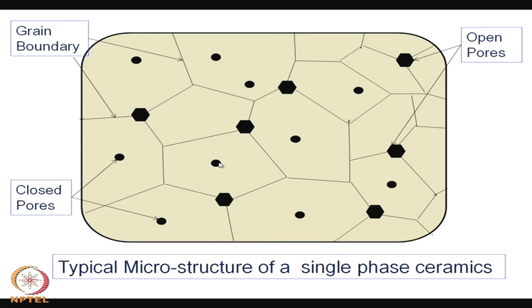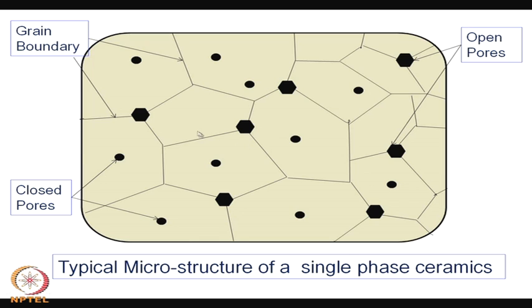So, these are within the grains, and these pores are normally called closed pores. These are called closed pores, that means they are not through and through pores, they are impervious pores. They are closed from all the sides. So, these are the two different types of pores.